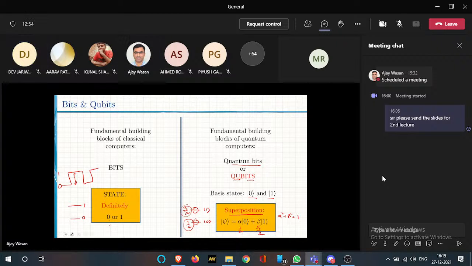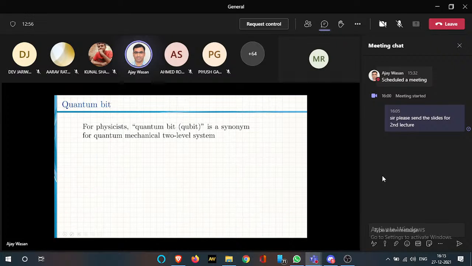So, for physicists, a qubit is a synonym of a quantum mechanical two-level system. Here I'm showing the two-level system. Generally we call it a two-level system, and either it is in the lower state or in the upper state, or it may be in both states in the quantum world.